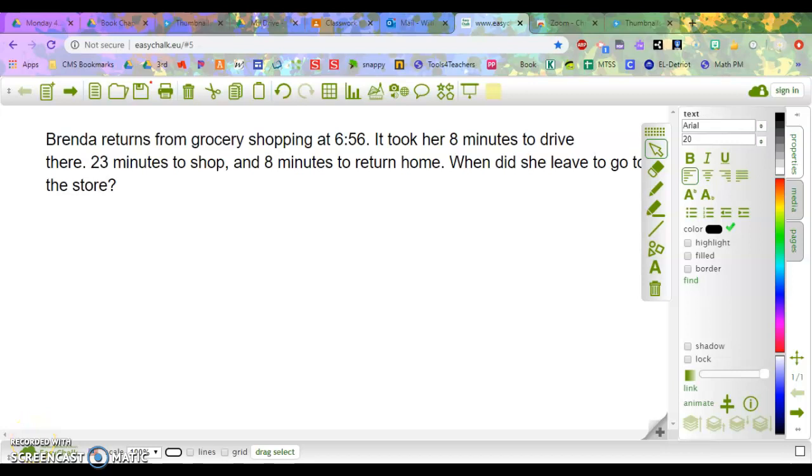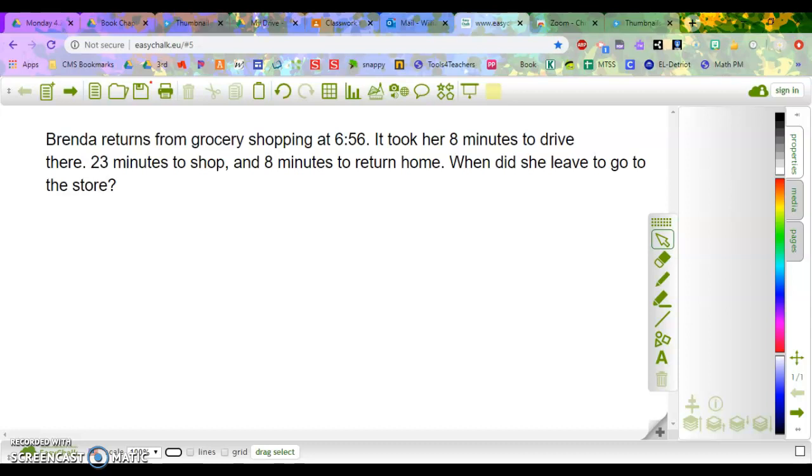All right, so today we want to go over our math questions from our elapsed time and our memory jogger from April 28th, Tuesday. Our first question is already typed up here for us. It says that Brenda returns from grocery shopping at 6:56. It took her 8 minutes to drive to the grocery store, 23 minutes to shop, and 8 minutes to return home. When did she go to the store?